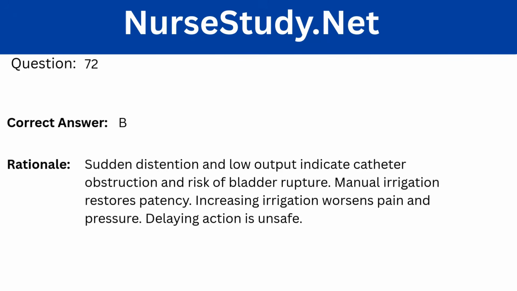Correct answer, B. Rationale. Sudden distension plus low output indicates catheter obstruction and risk of bladder rupture. Manual irrigation restores patency. Increasing irrigation worsens pain and pressure. Delaying action is unsafe.